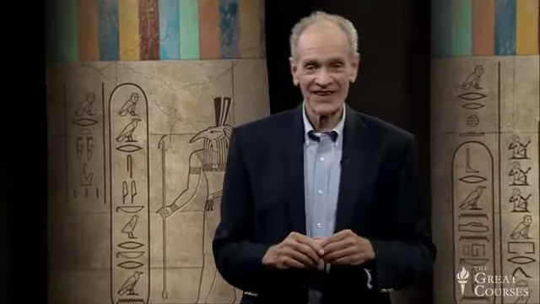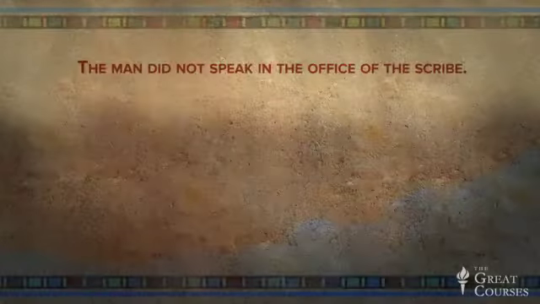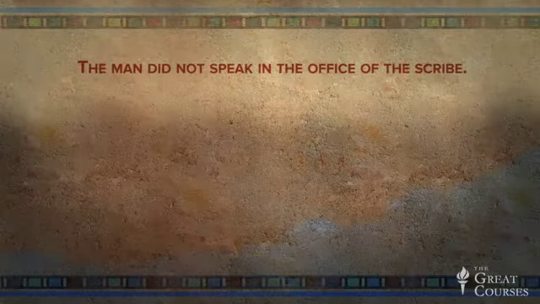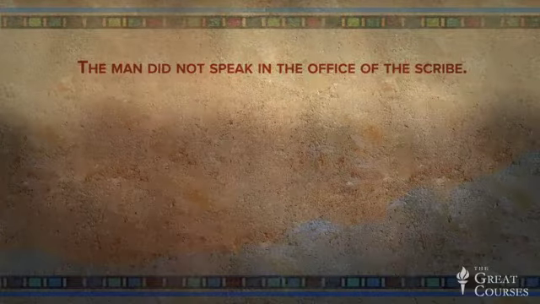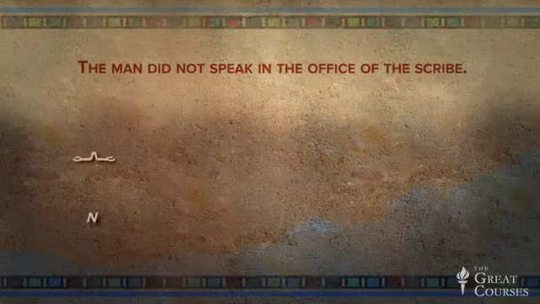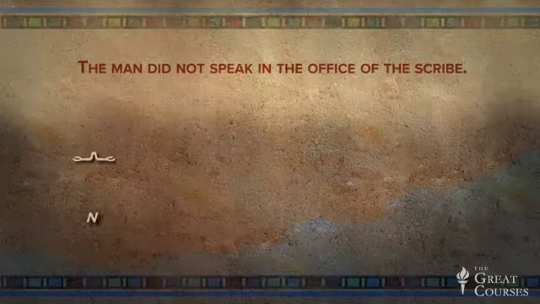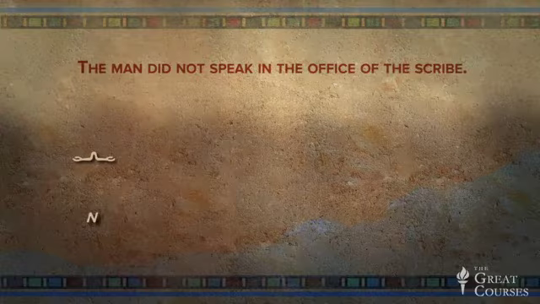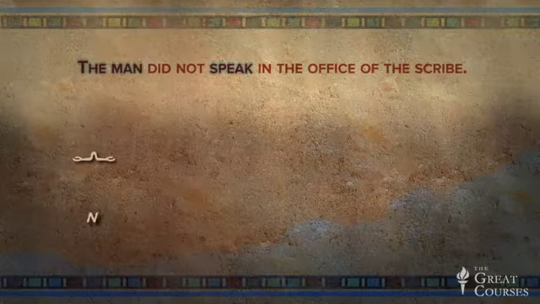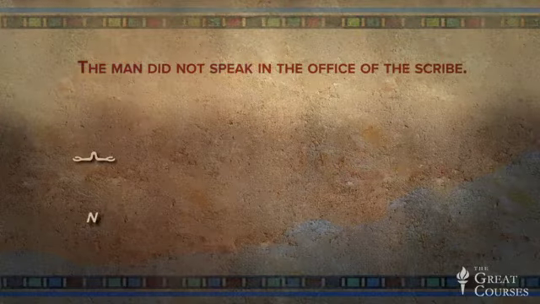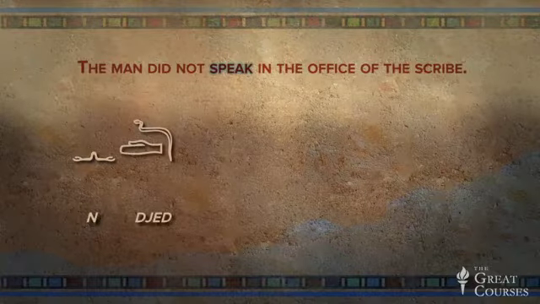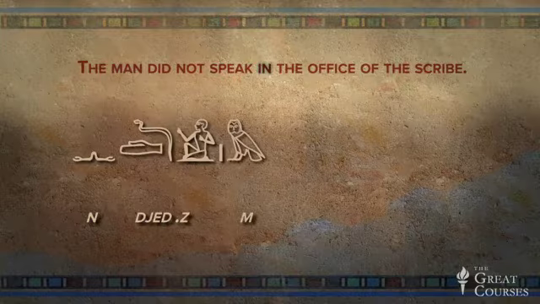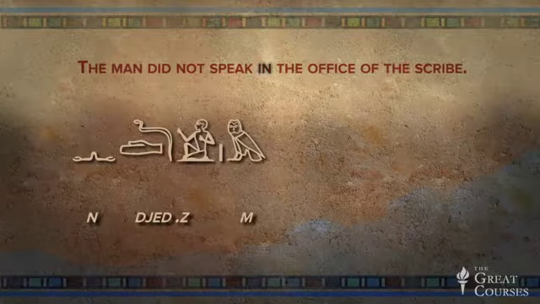Now on to our second sentence. The man did not speak in the office of the scribe. Well, it's past tense, so all we need is the single negator, the arms in front of the sentence. So let's start with the arms. Now we just need to say the man speaks, because the negator will make it past tense. So we add speaks dejed and then man. In is easy. It's the owl M.